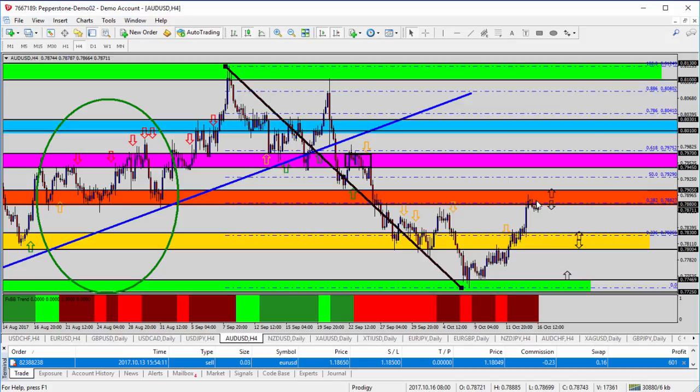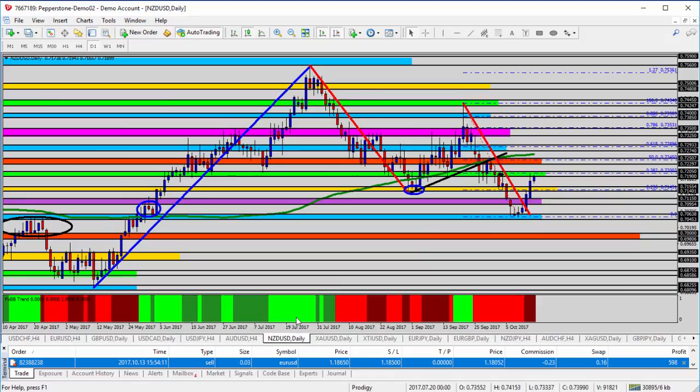So definitely don't buy it right now under the orange zone. You'd want to buy it closer to the yellow zone. If you're going to sell it, watching for resistance and reversal from the orange zone today for the Australian dollar. And lastly, to the New Zealand dollar, NZD/USD, very similar to the Australian dollar.